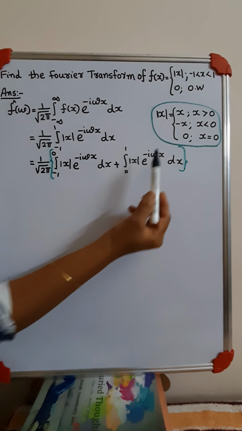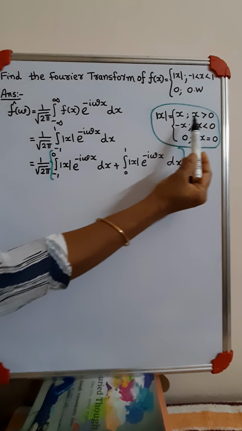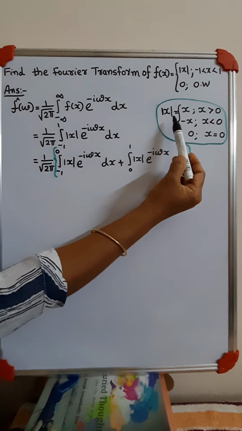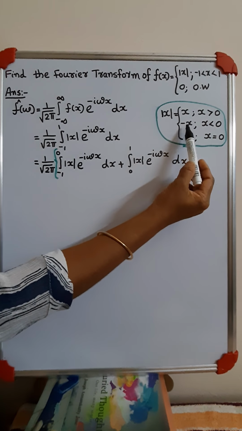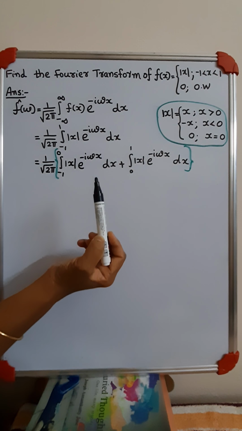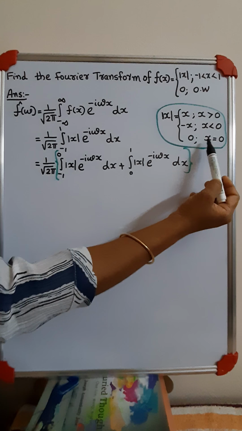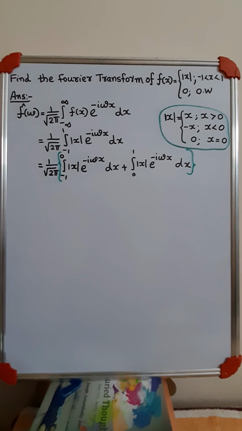What is |x|? |x| has a definition like this. |x| equals x where x is greater than 0. That means for positive values of x, |x| is x itself. And |x| equals -x where x is less than 0. For negative values of x, |x| equals -x, and at x equal to 0, |x| equals 0. So this is the definition of |x|.